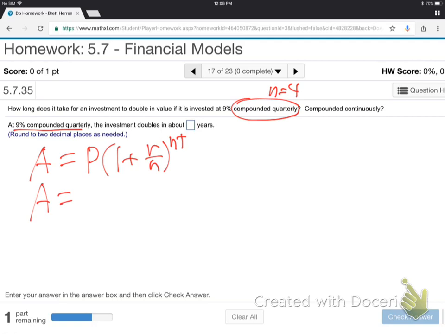So the amount and the principal, what are we going to do? Double in value. So what's the amount? 2p, right? The amount is 2p. The interest rate is 9%, 4 times a year.